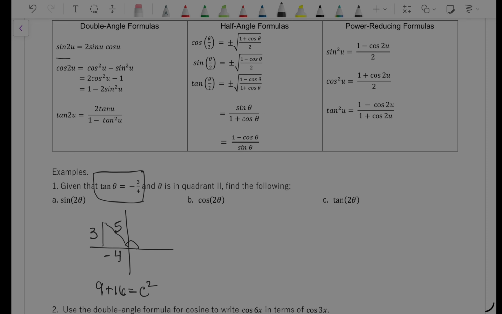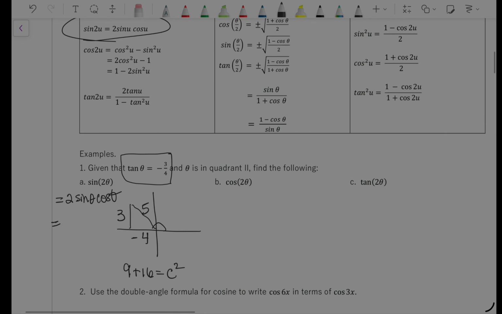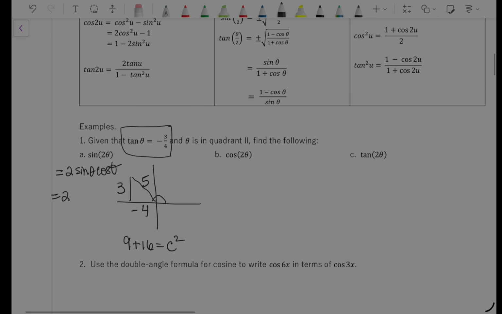All right, using the double angle for sine, we see that we're going to have a 2 times sine theta cosine theta. So for us here, that is going to be 2 sine cosine. Done with that one. I'm going to keep going with these other ones.